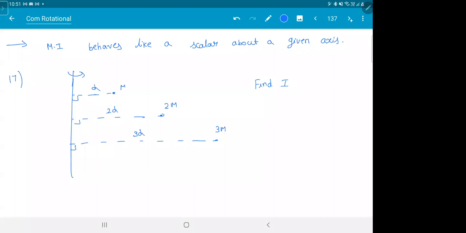Any answers? See now. First one is what? m into d square. Second one is what? 2m into 2d whole square. Third is what? 3m into 3d whole square. That is the formula, na? I into the perpendicular distance square. So this is 36 md square. Check it out.